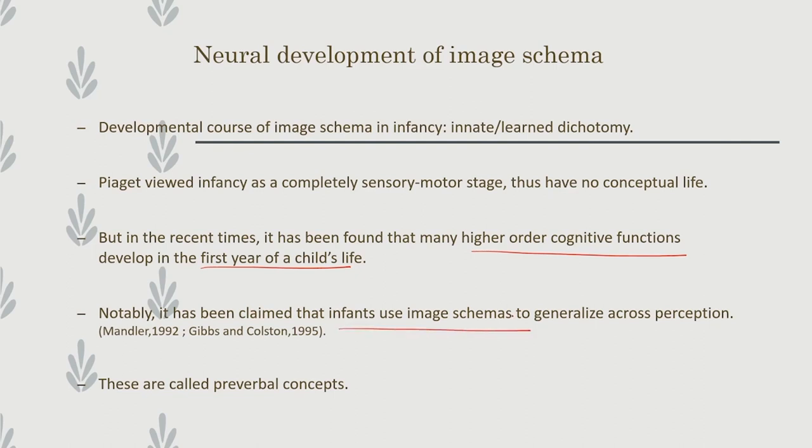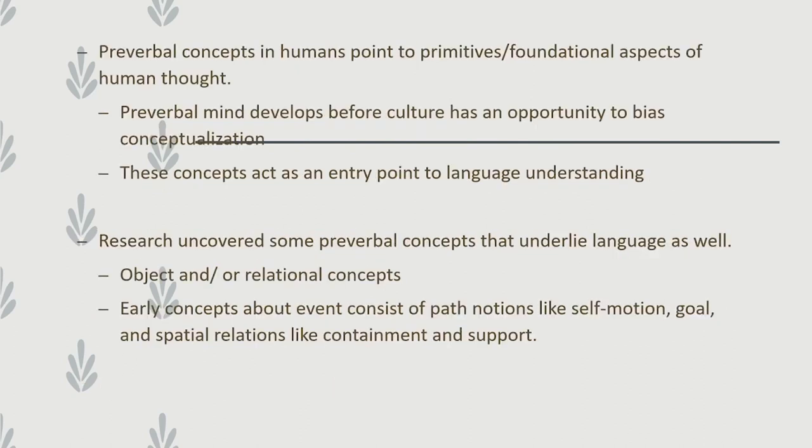So, one of the important claims that comes out of these findings is that infants use image schema to generalize across perceptions, because image schema, remember, is an abstraction of various perceptual experiences. So, using image schema we can generalize across perceptual experiences, and that is how we put them together in one category, because they all share the schema. Similar findings have been reported by researchers working on infants in the first year of life.